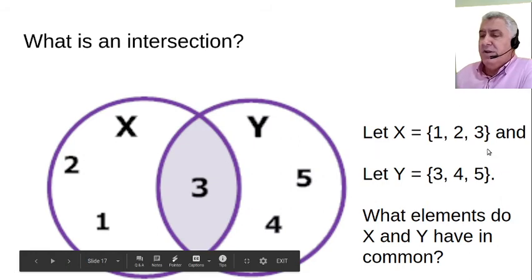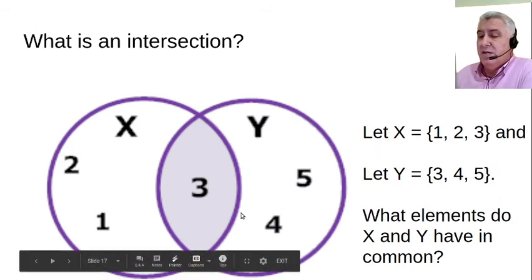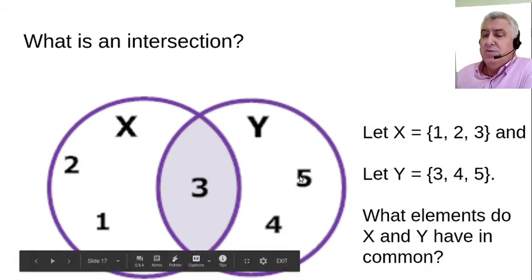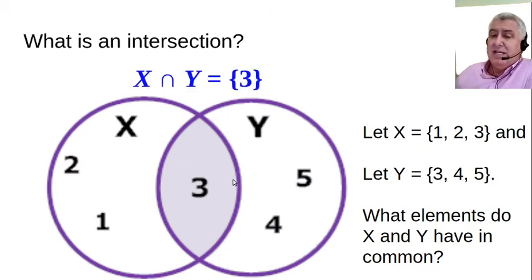So over here, I've got let x be 1, 2, and 3, and y is 3, 4, and 5. So the question is, what elements do x and y have in common? And that's a really common question in real life. We've got two sets of things, and which ones are the same, which ones are in both? That's a really common question. So how we define that is by using this notation up here, which looks like an upside down U, and it's an intersection.